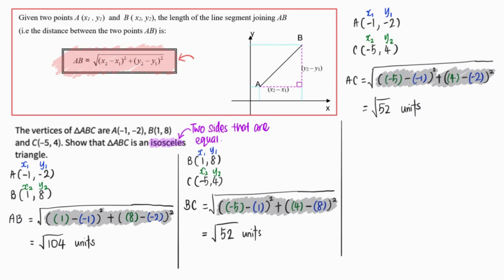And since we have successfully found out through our working that AC is equal to BC, therefore we have successfully proven and shown that triangle ABC is an isosceles triangle.